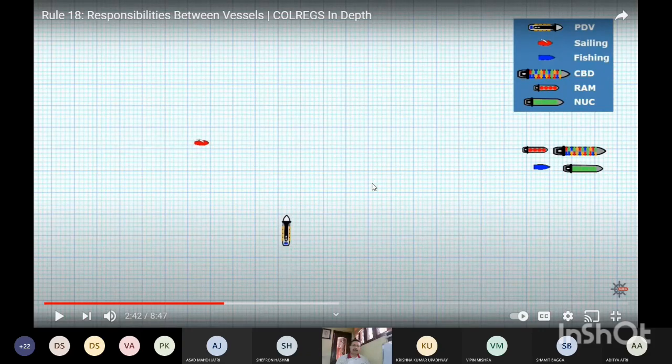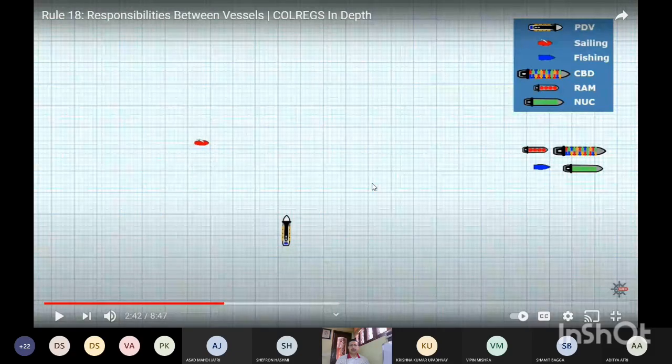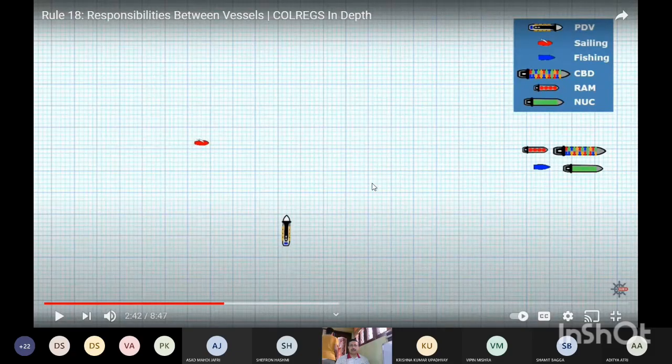Is this okay with everybody? Yes, sir. Because it is your duty. Yes. You can alter to starboard, you can alter to port. You can do anything. You can reduce your speed. You can take any action. It is your duty as per 18 alpha to keep clear. Period. That's it. Is that okay? Yes. Okay. So both the actions are permissible.